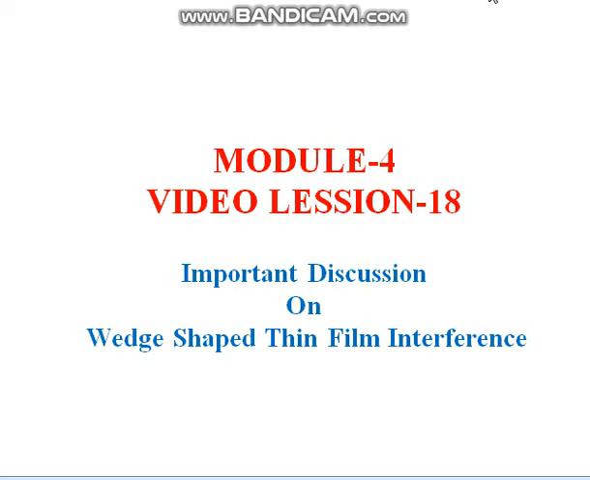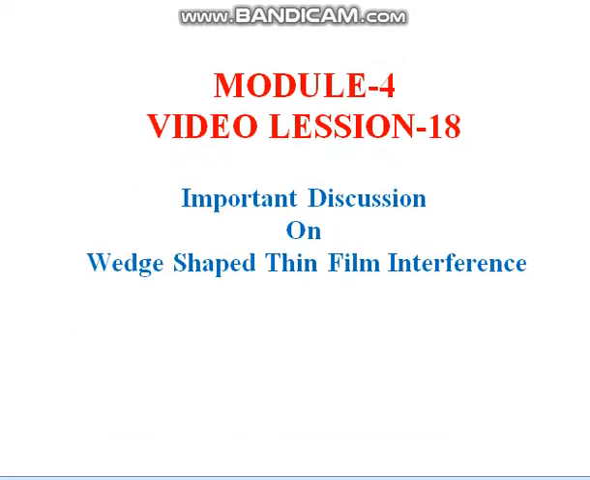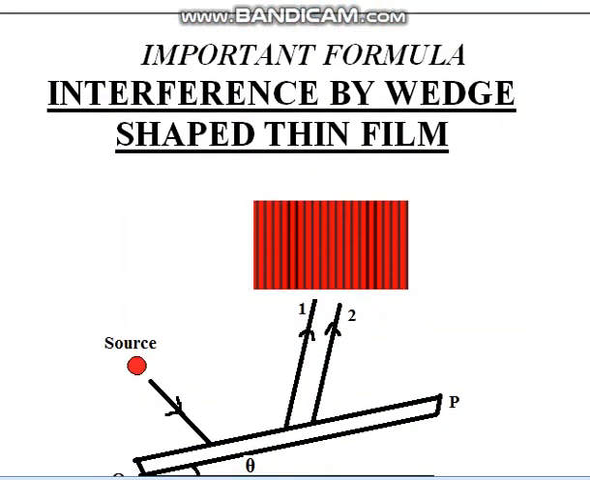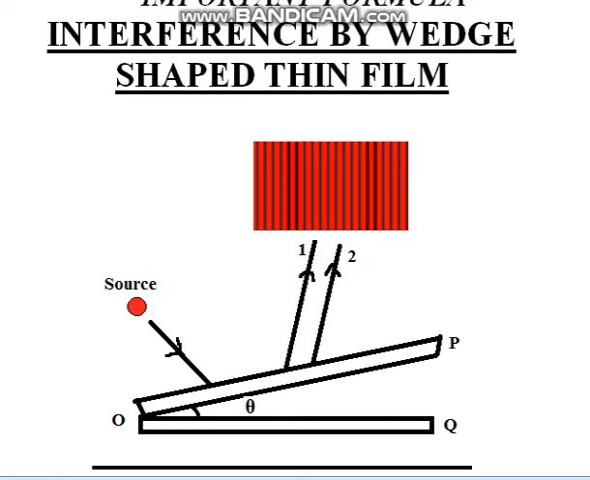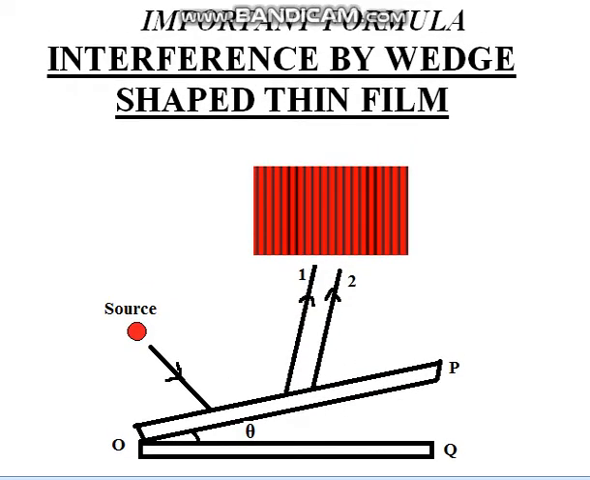Hello everyone. So this is video lesson 18 and we are going to discuss some important things related to wedge shaped thin film interference. Okay, so let's see the geometry of the inclined film.